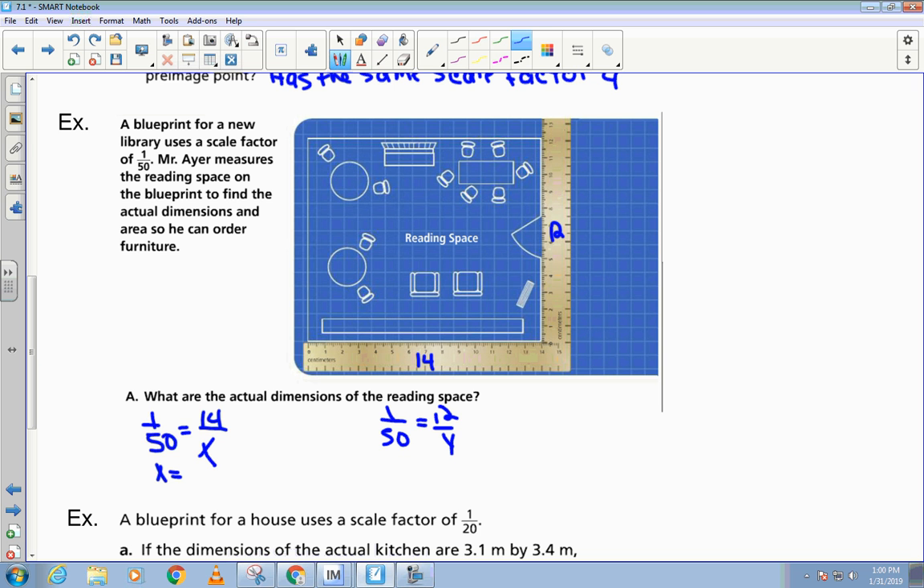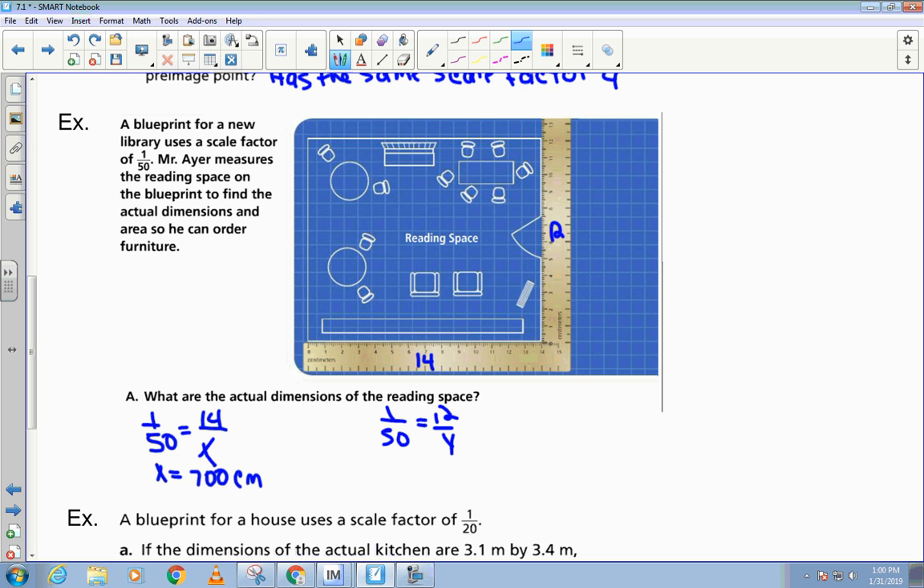What is it? 700, that's what I thought. And this is 700 centimeters. Okay? But if I were going to talk to you about what I was going to put in your home as far as furniture was concerned, would I say 700 centimeters? No, what would I say?